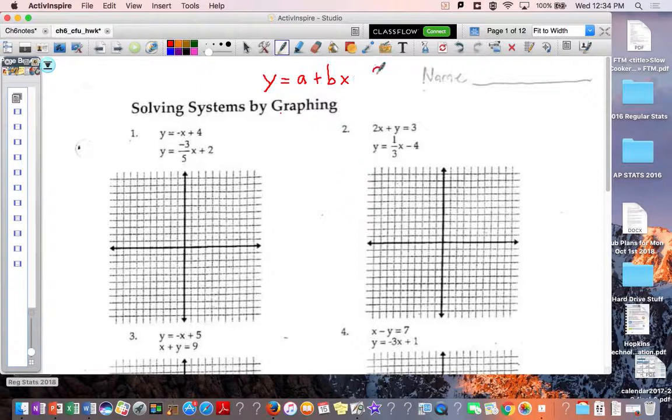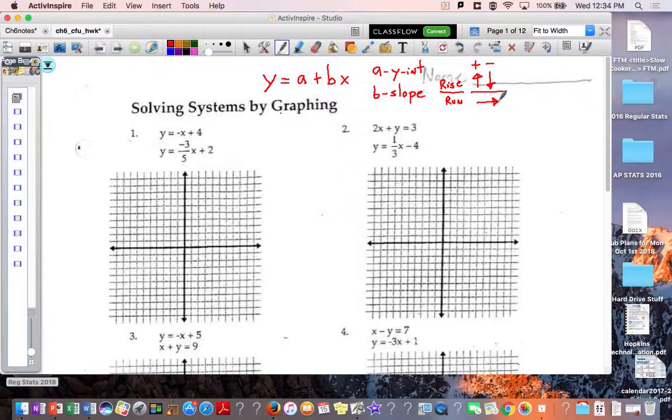But the key thing you want to be able to do is identify the y-intercept, a, and b as your slope. Remember that slope is rise over run. I like to think about how much you go up, plus, or how much you go down, negative, by how much you go to the right. If it is negative, I always put the numerator, or the rise, as negative.